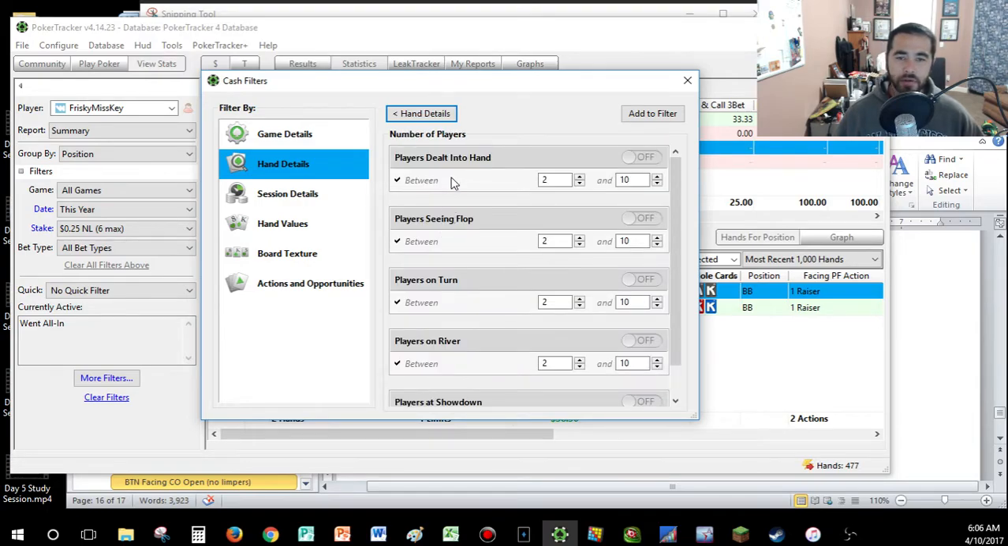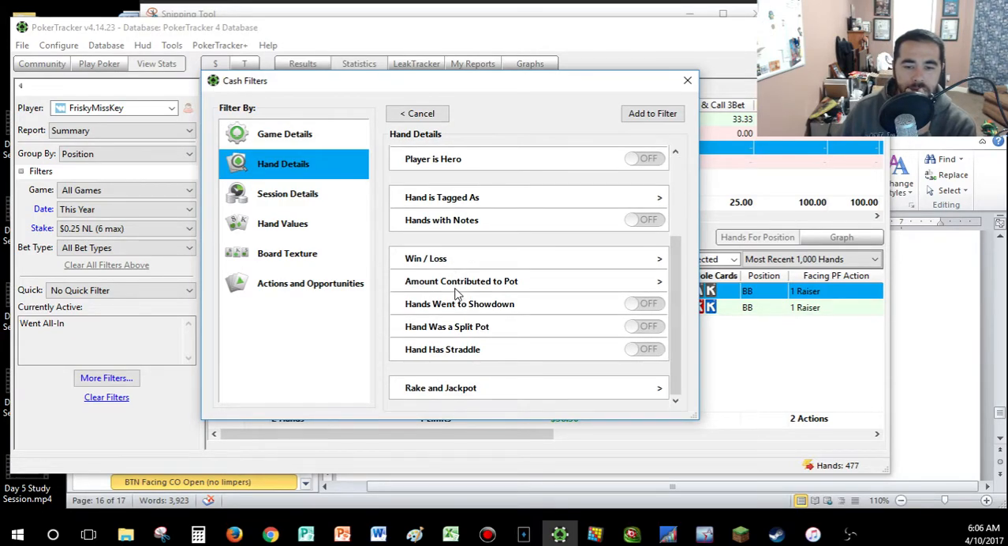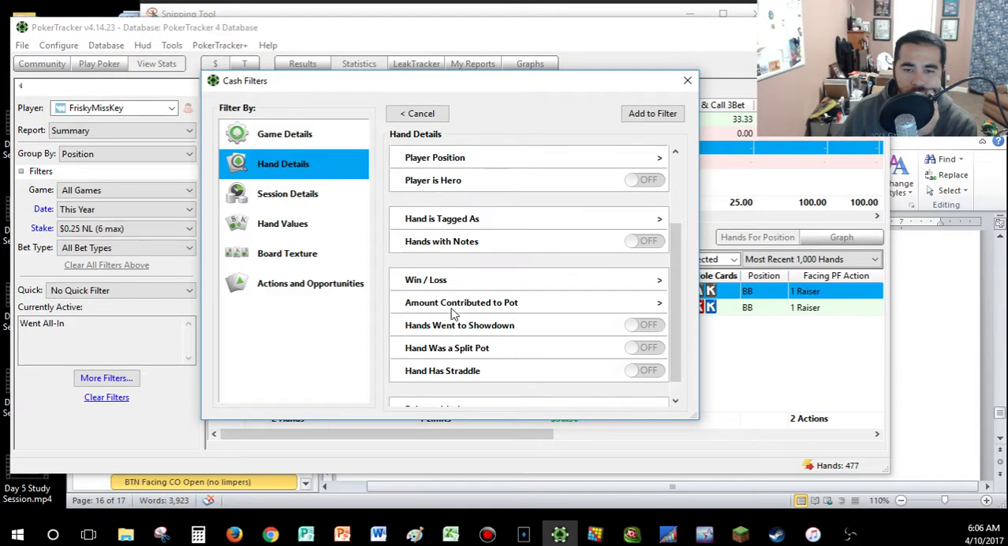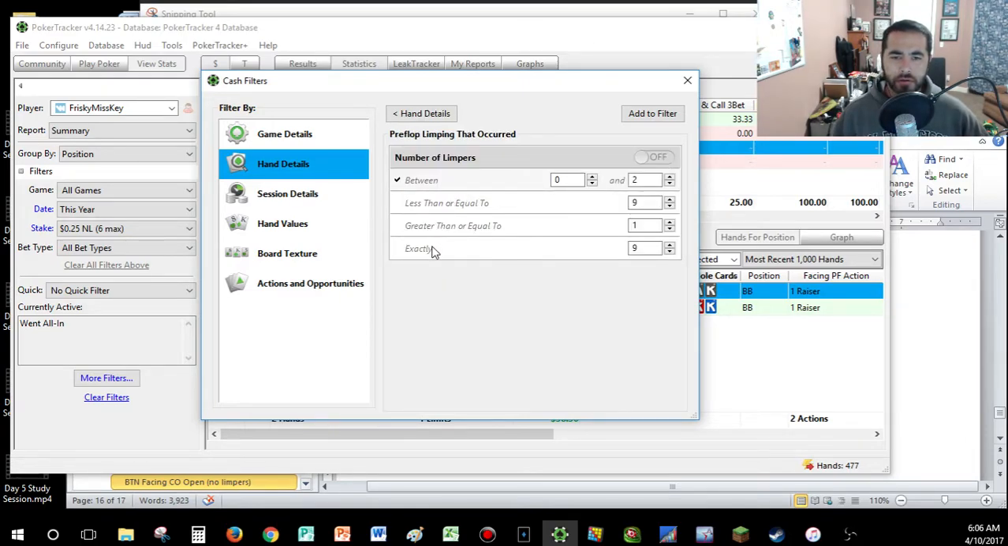Pot size, number of players. Is there anything under number of players? No, that's just the number. Players here. Preflop limping that occurred. Well, we want to face an open, right? Number of limpers between 0 and 0. Let's turn that on.